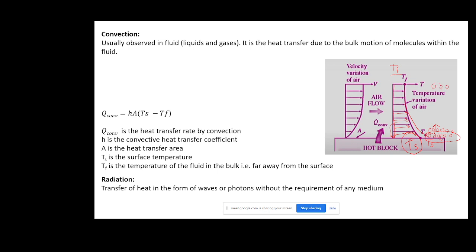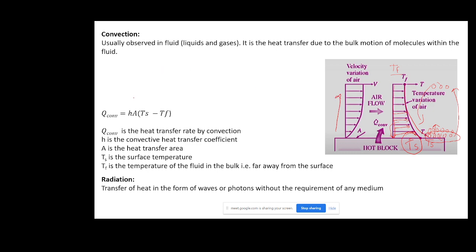So the density of the molecules which are far away from the hot block will be, no sorry, the highest, and the temperature will be lowest. So these molecules tend to come downward, and the temperature in the immediate vicinity of the hot block will be highest, so density will be lowest and it will tend to travel upward. This difference in density will cause the molecules to flow, and this motion is nothing but bulk motion of molecules, which will lead to the heat flowing from the hot block to the air.